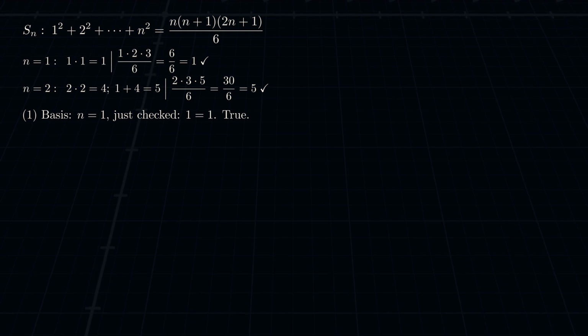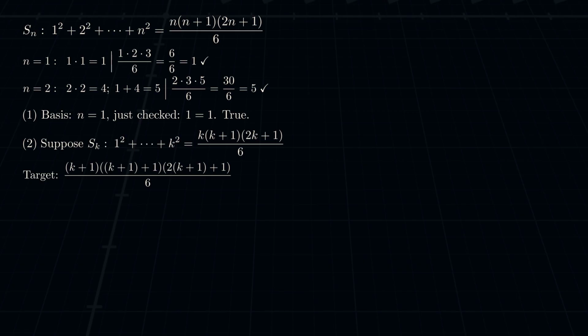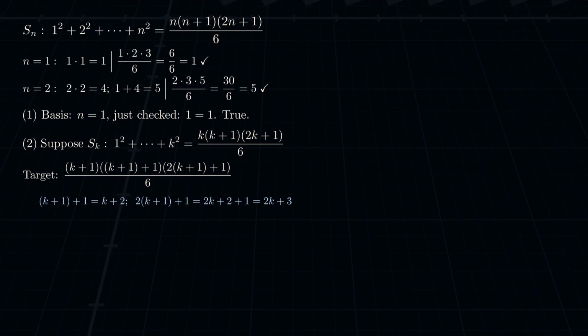Inductive step. Let k be any natural number. Suppose S(k): 1 squared up to k squared equals k times (k plus 1) times (2k plus 1) over 6. Write the target, S(k+1), by replacing n with k plus 1. The left side gains the term (k plus 1) squared. The right side becomes (k plus 1) times ((k plus 1) plus 1) times (2 times (k plus 1) plus 1) over 6. Simplify those brackets now.